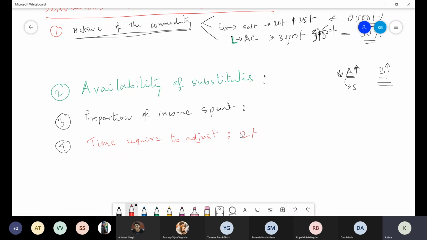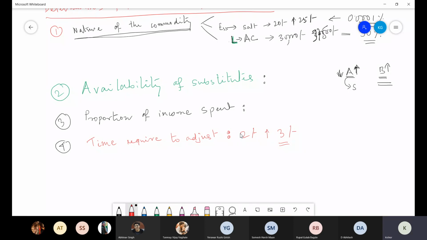Price of a matchbox is, suppose, 2 rupees, and that increases to 3 rupees, a 50% increase. To adjust with that new price, you require hardly a few seconds, maybe a second or something like that. Because behind the scenes, you are using that matchbox only during cooking. So to adjust with that new price, the time requirement is very, very less. Because of that, it will be relatively inelastic, because immediately you are adjusting yourself.